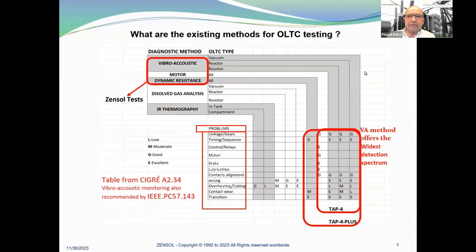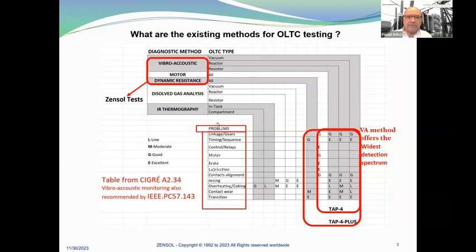What are the existing methods for OLTC testing? So we have 5 diagnostic methods: the vibroacoustic, motor current, dynamic resistance, dissolved gas analysis, and the thermography. And 3 of them Zensol is doing. So if you notice here the OLTC types, you have the vacuum type, reactor type, and resistor type. You can see here on the left.